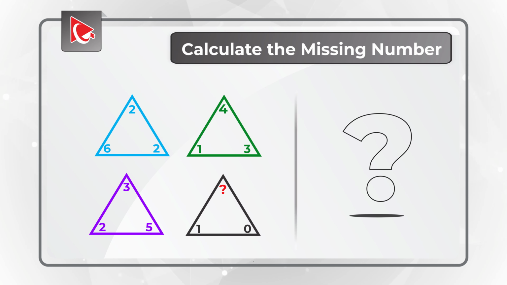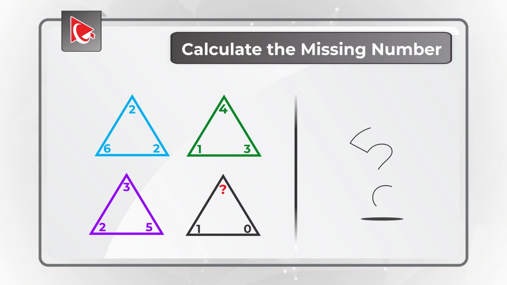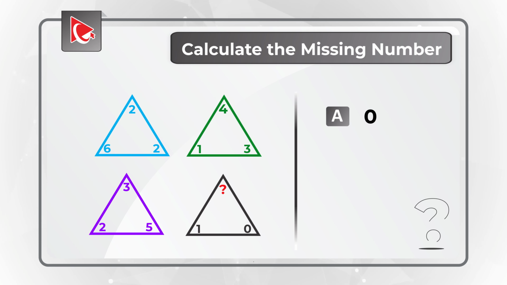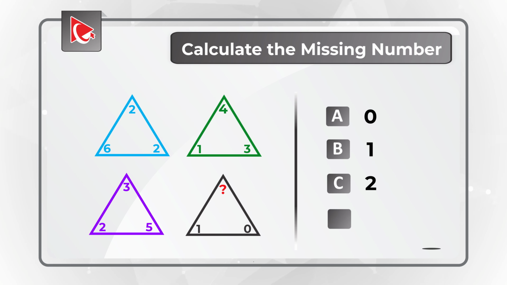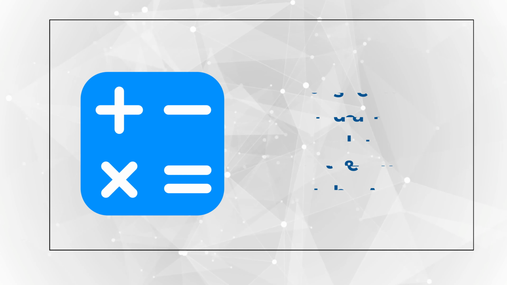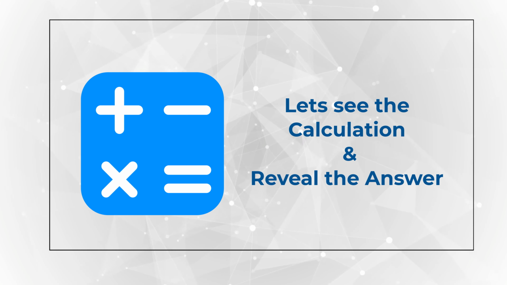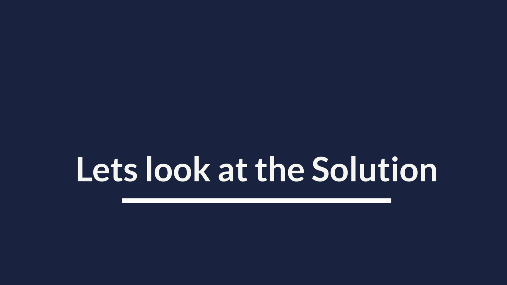calculate based on the 4 different choices. Choice A, 0. Choice B, 1, choice C, 2, and choice D, 3. Do you see the answer? Let me give you a hint. There is a true calculation and not guessing behind determining what the number is. Ready or not, I am going to move forward and reveal the solution to you.